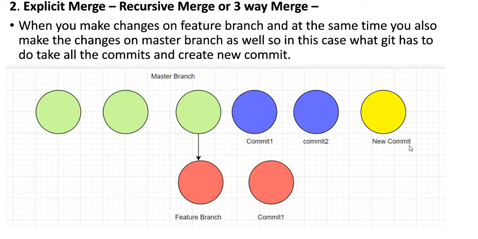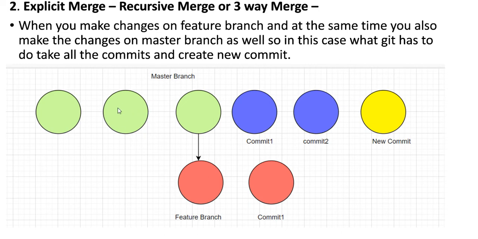Next we have explicit merge, which is also called a recursive merge or three-way merge. When you make changes on the feature branch, and at the same time you also make changes on the master branch as well, in that case Git has to take all the commits from the master branch and the feature branch and create a new commit.